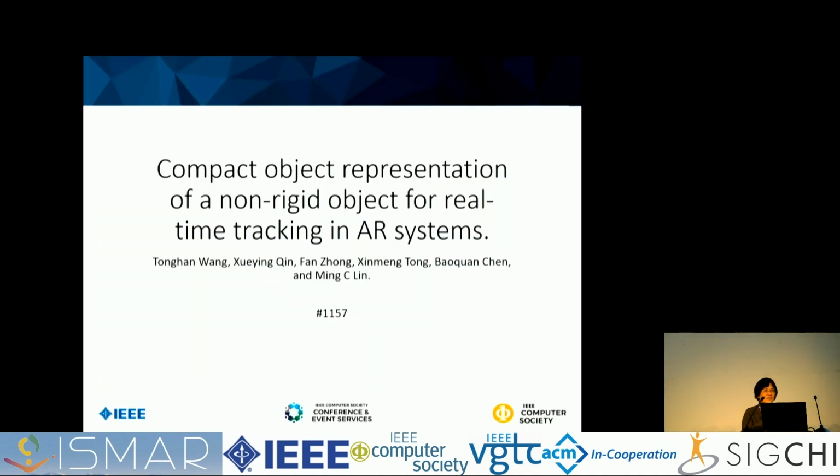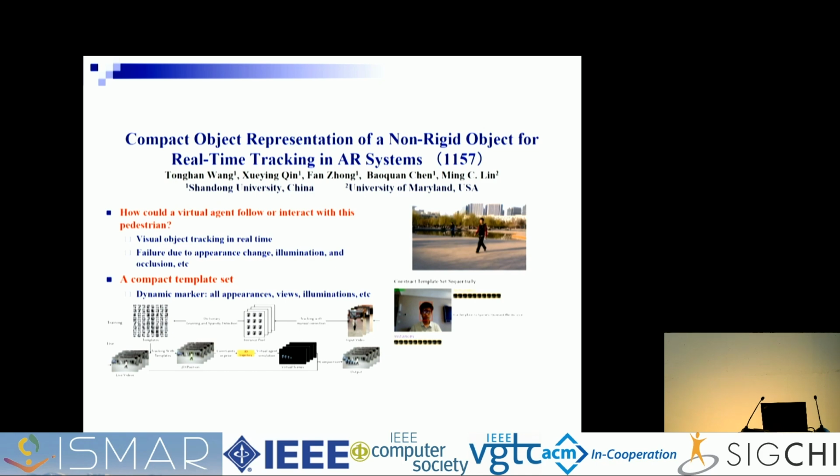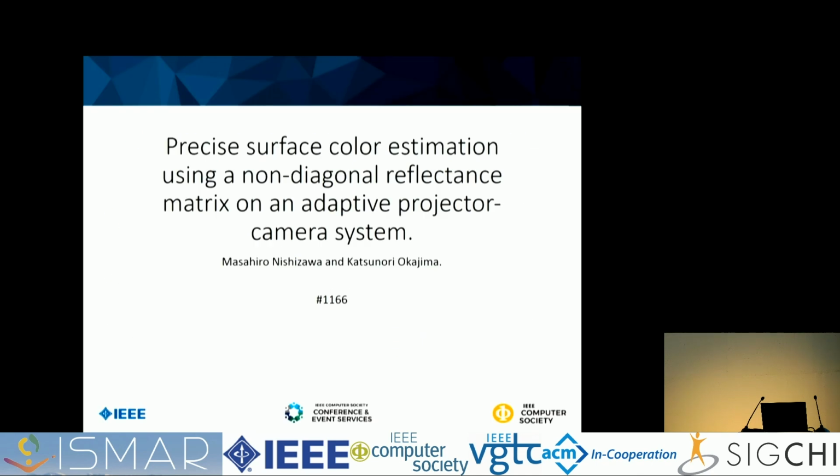Hello, everyone. I'm Xue Yingqin from Shandong University of China. Please imagine what happens if this pedestrian is walking and some virtual characters are interacting with him. So we need the 3D spatial occupancy of this pedestrian. Please come to us to see how we make an appearance manifold marker to represent this object compactly, so that we can track the target and find the trajectory and the 3-dimensional occupancy, and finally, we can make the virtual characters interact with him.